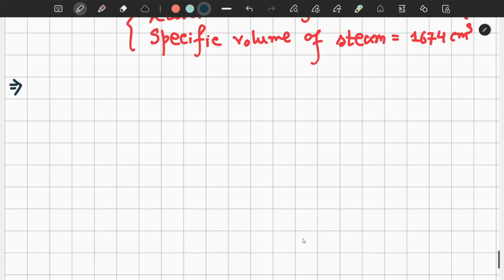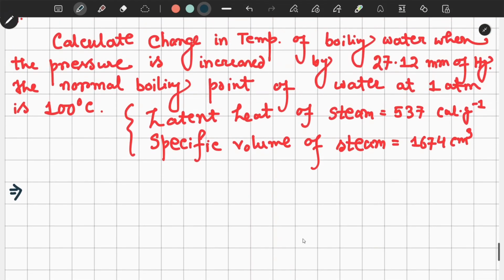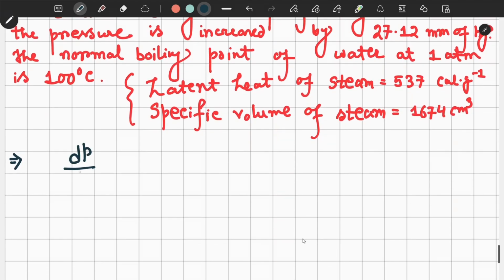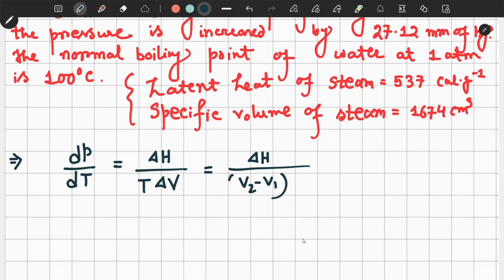Okay, let me also proceed. So we know this is the Clapeyron equation, right? Yes. Okay.